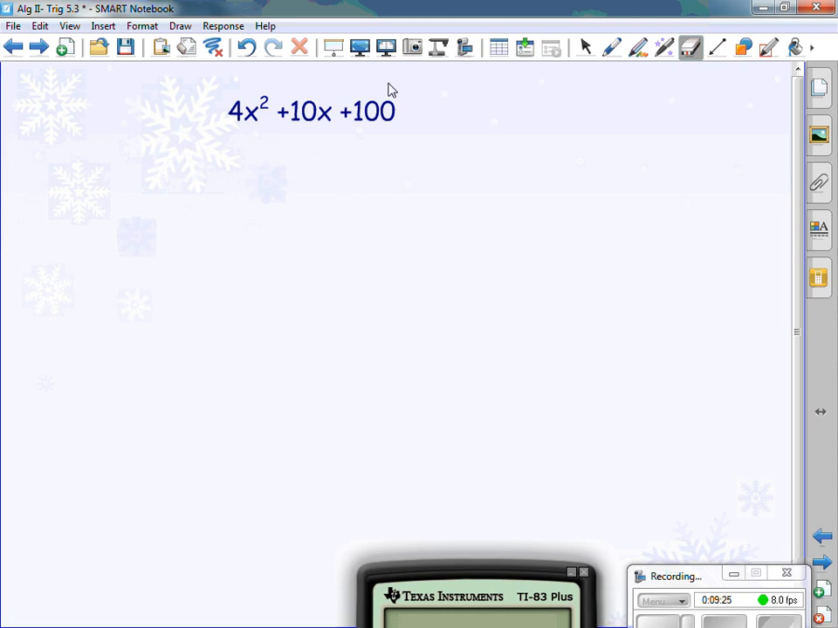What should I have thought of first? What's the first thing I told you to do when you solve any factoring problem? See if I can pull anything out. See if I can factor anything out. What comes out of all of these? 2. I can pull a 2 out. I am left with 2x squared plus 5x plus 50.